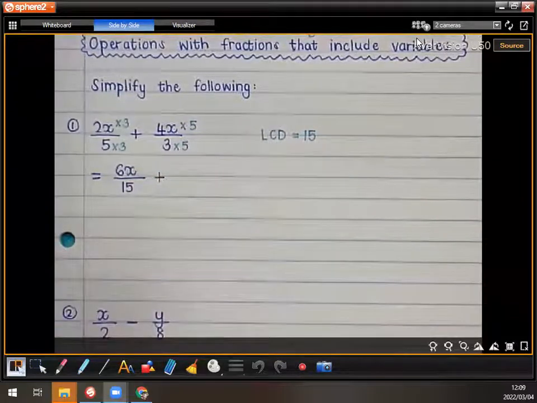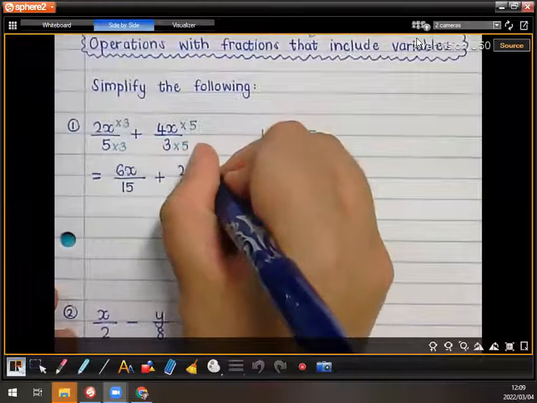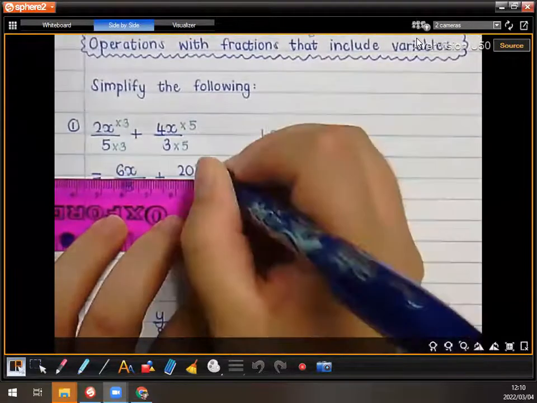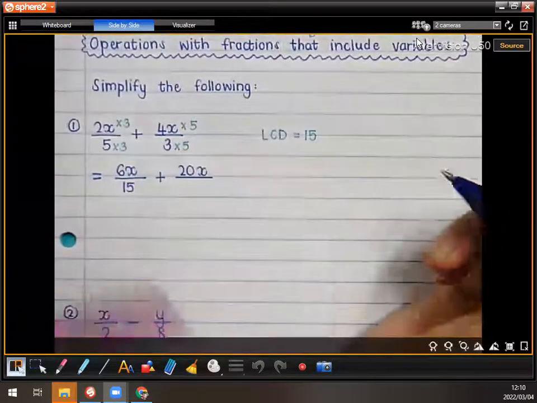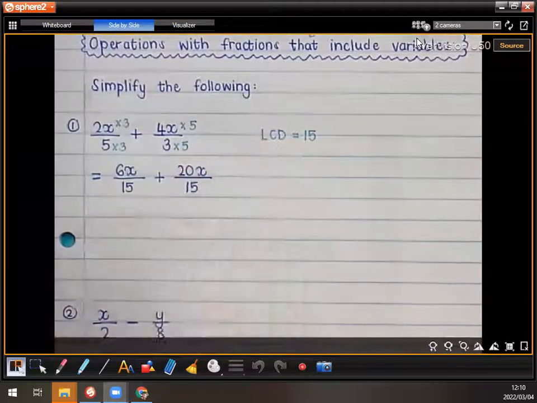Plus 4 times 5 is 20, and then that x you just need to write next to it. 20x. 4x times 5 is just 20x. Okay, so you're still multiplying numbers together as we did before, and that is also over 15.